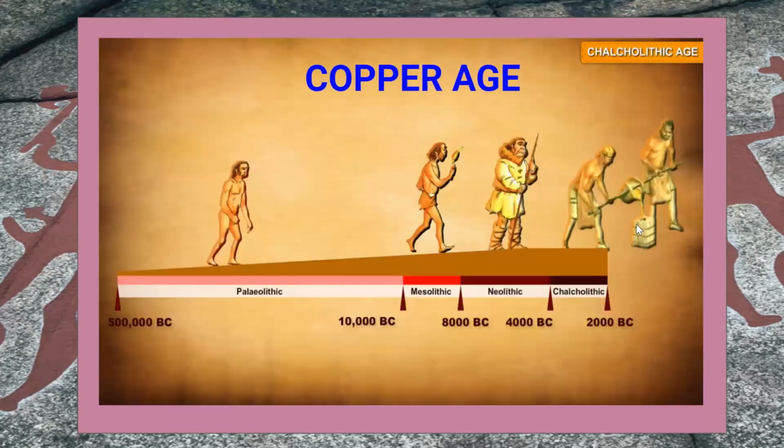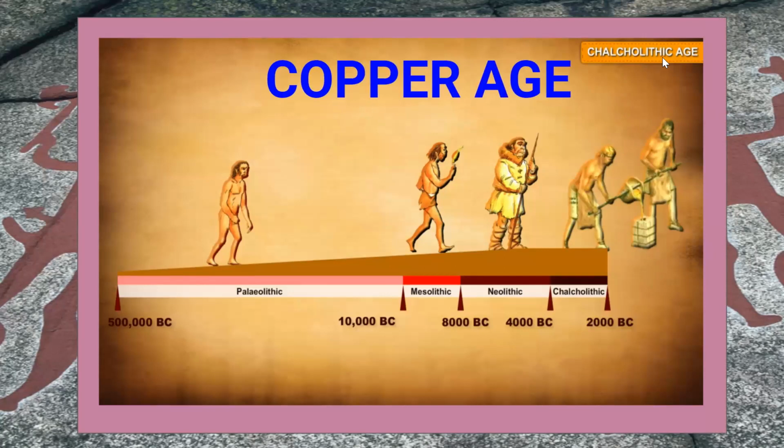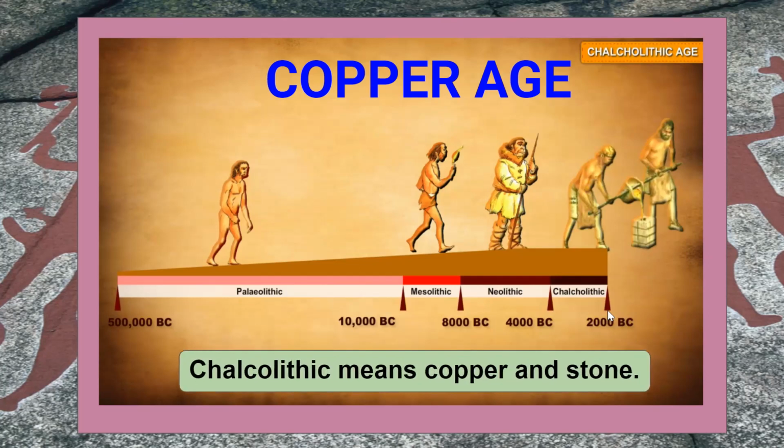The Copper Age is also known as the Chalcolithic Age, a short period between the Stone Age and Bronze Age. It started 4000 BC to 2000 BC. The word Chalcolithic was derived from the Greek words chalco, meaning copper, and lithos, meaning stone. So, Chalcolithic means copper and stone. Copper was the first metal discovered and used by man.